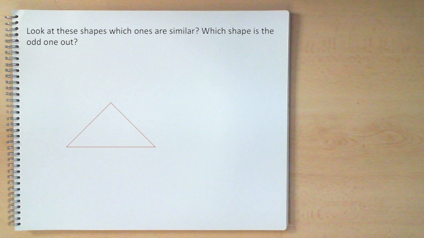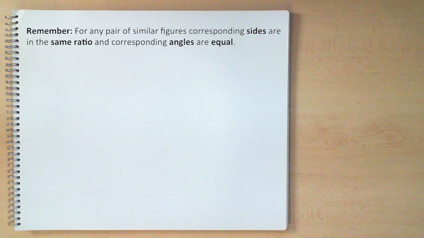It's important that you can match up similar shapes even when they are clearly of different sizes and maybe have been rotated or reflected. Remember, for any pair of similar shapes, corresponding sides are in the same ratio and the corresponding angles are equal to each other. This can be quite tricky to recognize if the shapes have been rotated. So if you're in any doubt, move the paper around so you can see it at the same angle as the original shape.